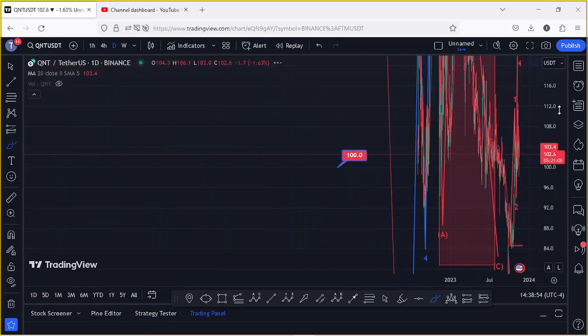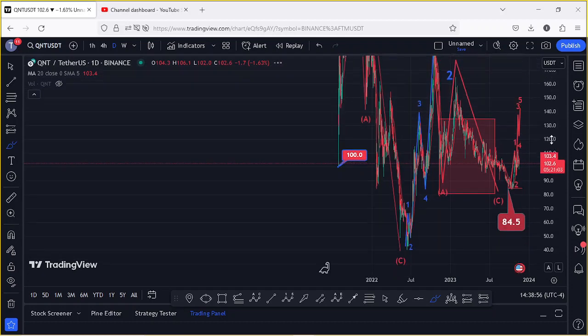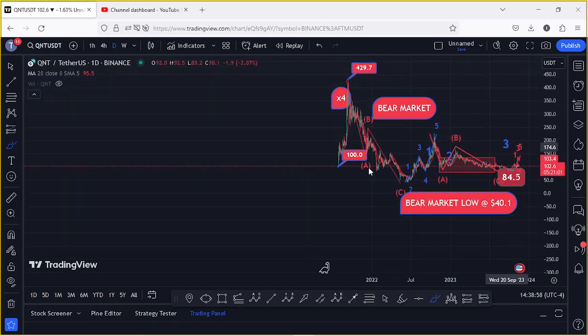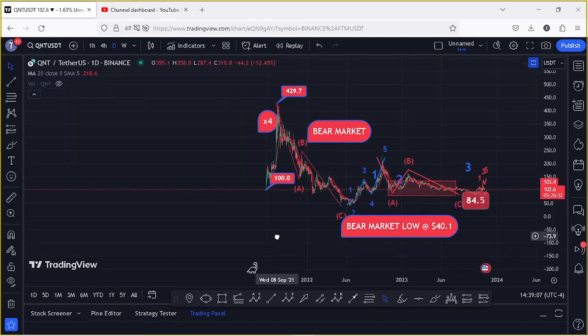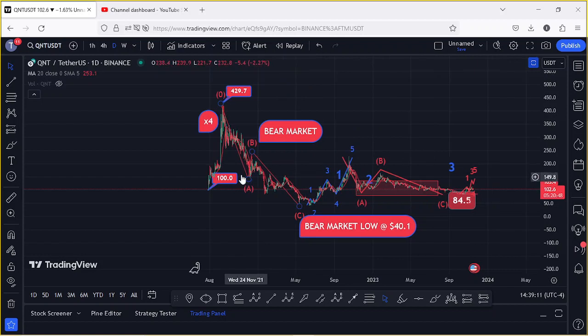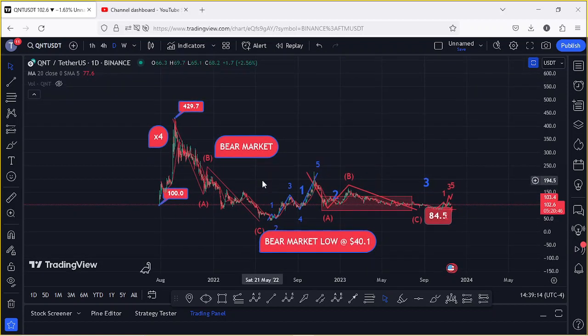Jumping to the daily chart to now give you my long-term Elliott wave analysis that I'm expecting to play out once the bull market is here. You can see that on the daily chart back in 2020, QNT gave us these lows down here at around the $100 mark before we saw that impulsive move taking us to all-time highs above the $429 mark, which was a perfect 4x to the upper side.